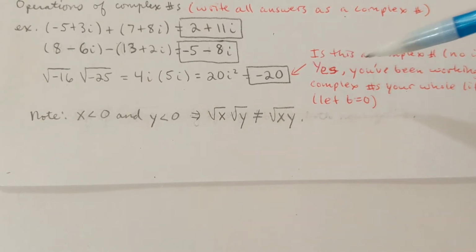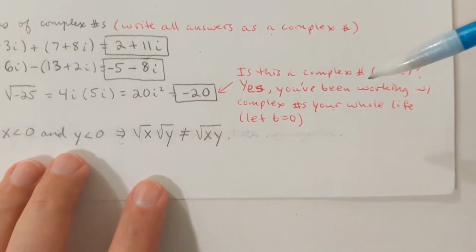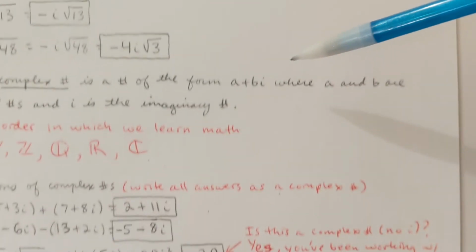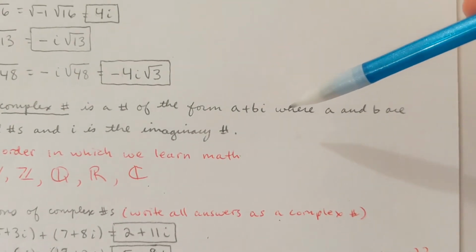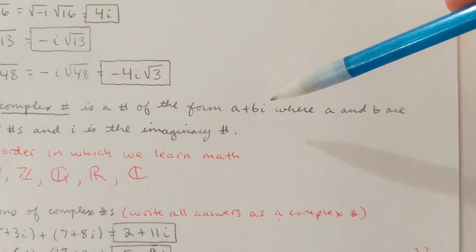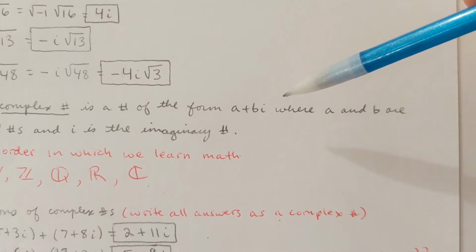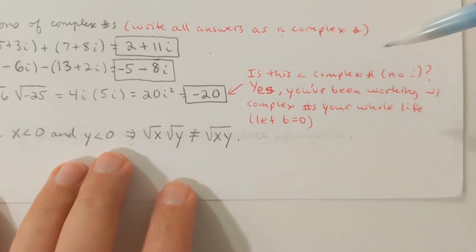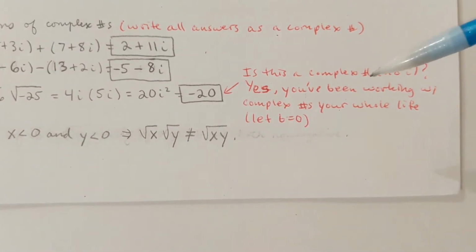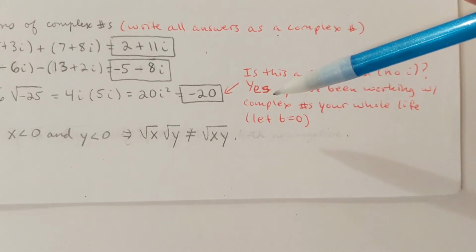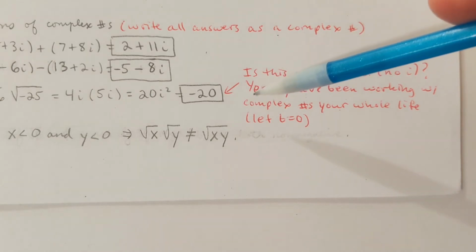Is this a complex number? There's no i. Yeah, this is a complex number even though there's no i. Remember, a and b can be any real numbers, including 0. So a plus 0 times i is a complex number. So you guys have actually been working with complex numbers your whole life, and you didn't even know it. b was always 0. Okay, so negative 20 is a complex number, which means I can circle that.